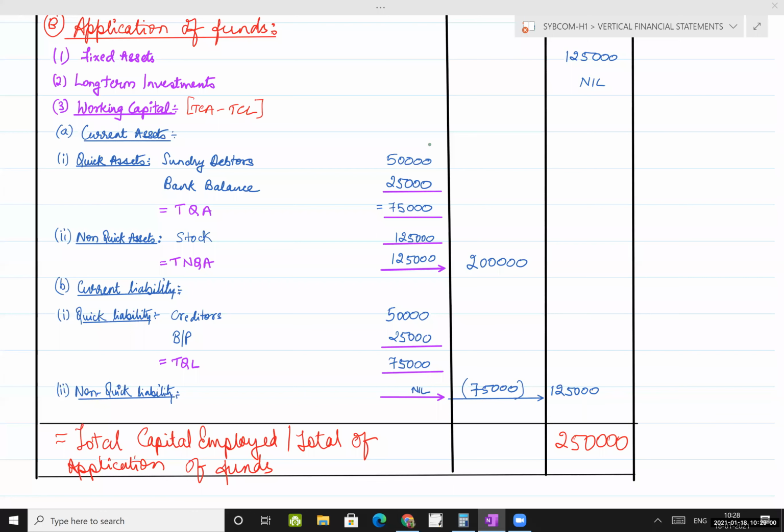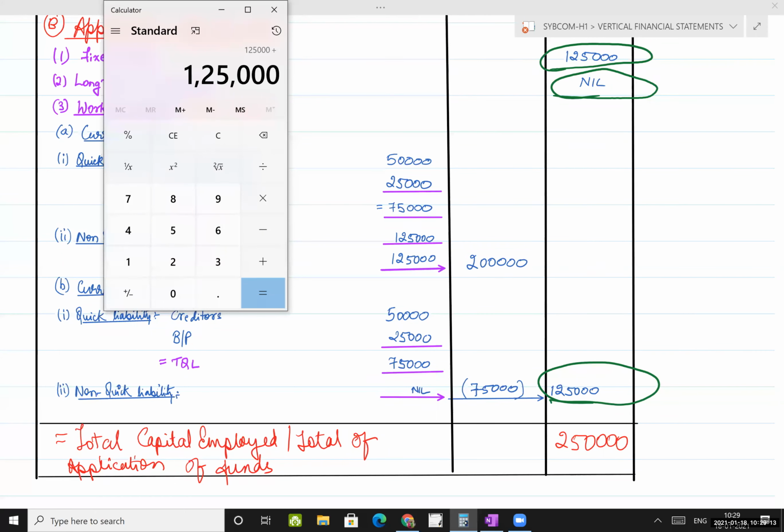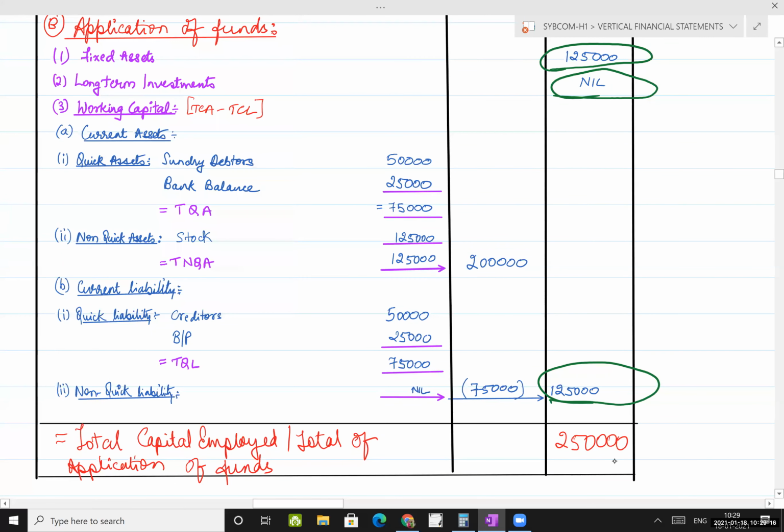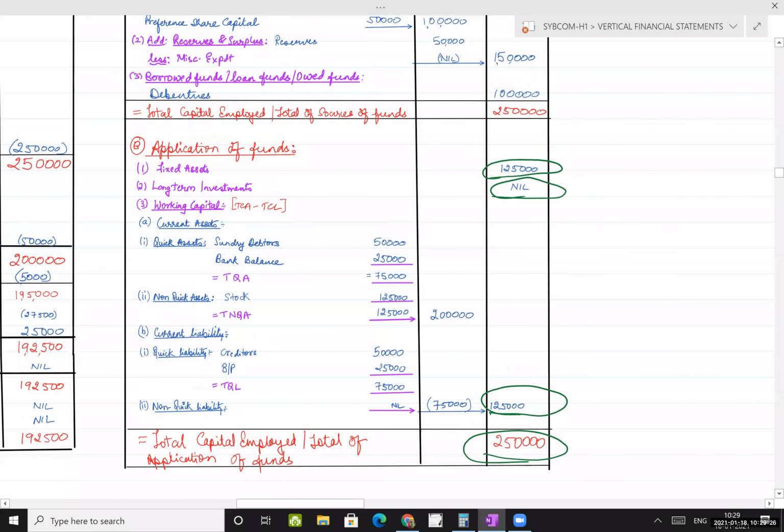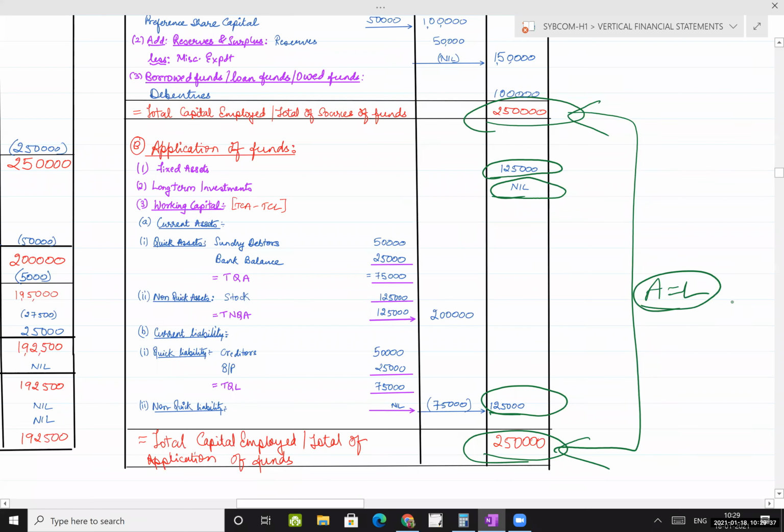Okay. Now what to do? Total the last column. Fixed assets 1,25,000, long term investments 0, and working capital 1,25,000. Add all three, you will get 2,50,000, which is your total of application of funds, also known as total capital employed. And as I told you, this answer has to match with this answer. Okay, why? Because of this equation, assets equal to liabilities.